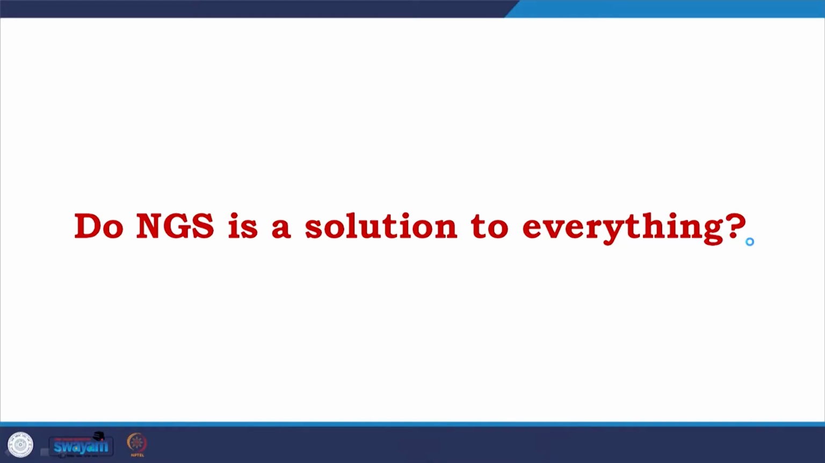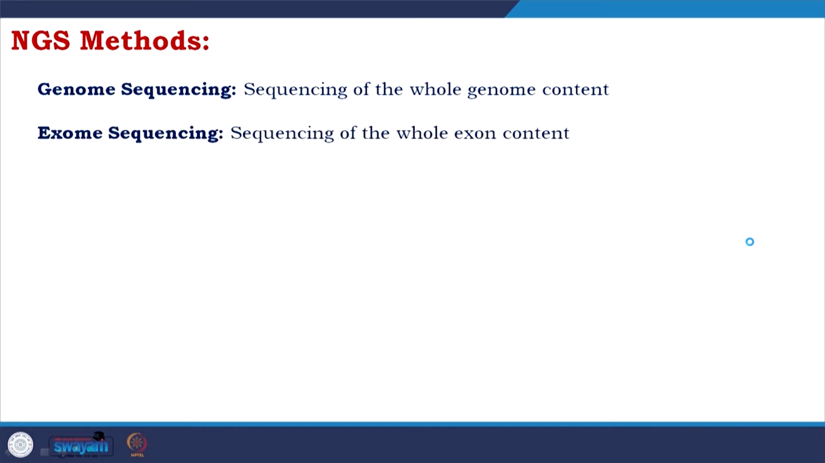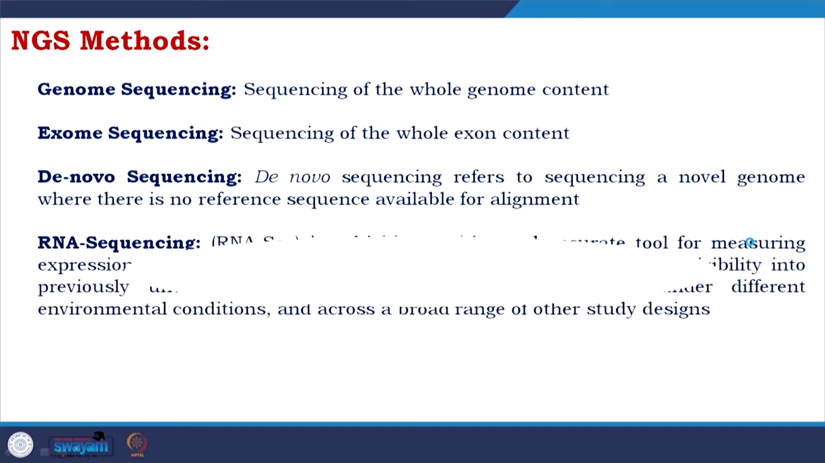And standing here, now I put a question: is NGS a solution to everything? If you look, the NGS method is applicable to genome sequencing, sequencing the whole genome content, and exome sequencing, sequencing the whole exon part among the exon and intron. De novo sequencing refers to sequencing of a novel genome where there is no reference sequence available for alignment. That is also possible now.